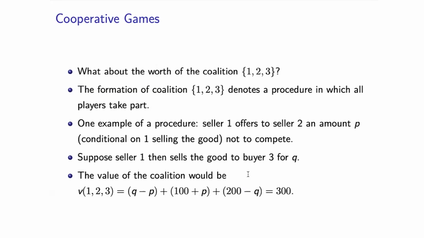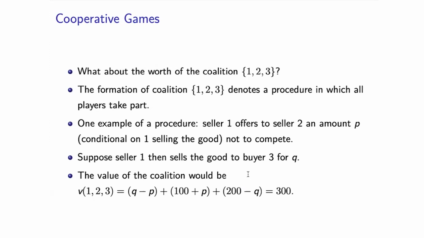So why don't we make a side deal, right? This is just one story. You can think of other stories, but we'll see that all the stories here are going to end up with the same outcome. Okay. So in this story, this is what seller 1 is offering to seller 2, right? Now what happens if all of the agreements go through, right?